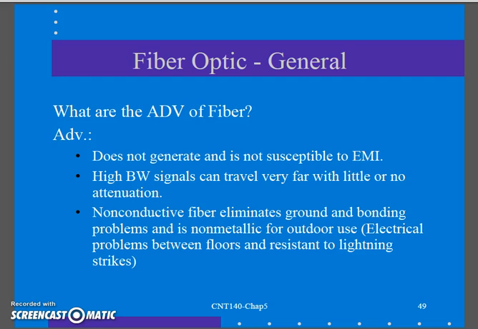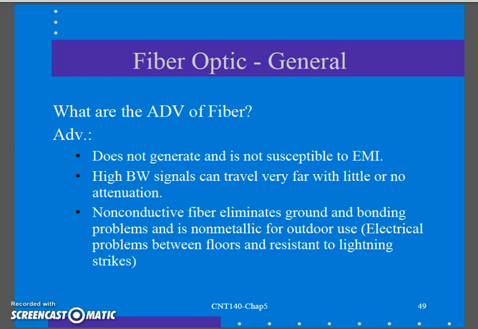Advantages, if you remember: it's not susceptible to electromagnetic interference, so any kind of magnetic fields around power wires, motors, that sort of thing, does not affect the data on a fiber optic cable. It has extremely high bandwidth compared to copper, and signals can travel very far with little or no attenuation. That's one of the reasons we do find it between closets and as WAN connections.